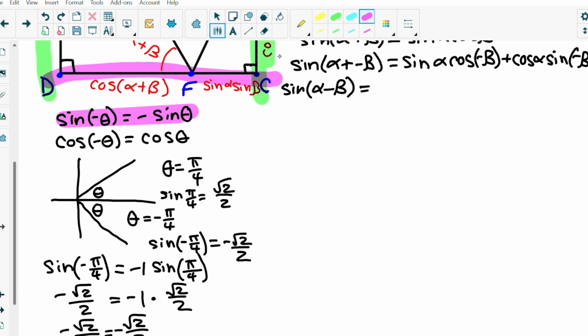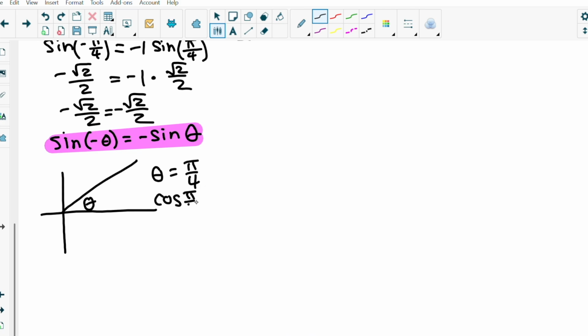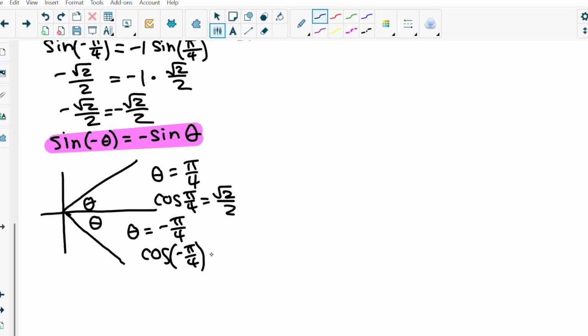That's the first one. Folks, the cosine version. Draw another graph. Call this theta. Theta equals pi over 4. Let's use the same one. What's the cosine of pi over 4? That equals square root of 2 over 2. Let's do theta the other way, where theta equals negative pi over 4. What's the cosine of negative pi over 4, folks? I'm still going to the right, my x value.